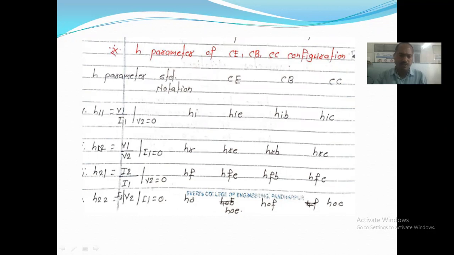Now, H12 indicates V1 upon V2, which is the reverse voltage ratio. It is HR, right? For that HR, we write HRE, HRB, HRC.